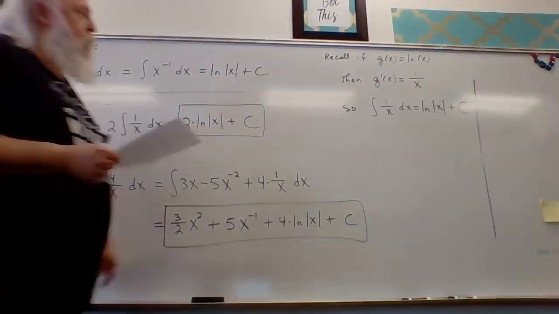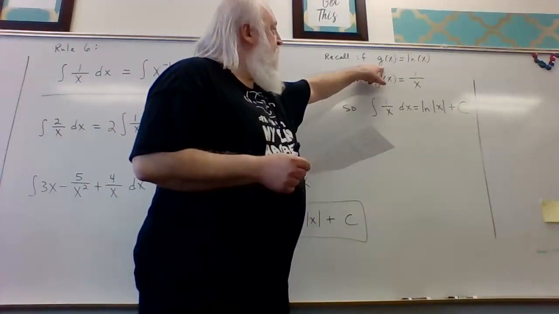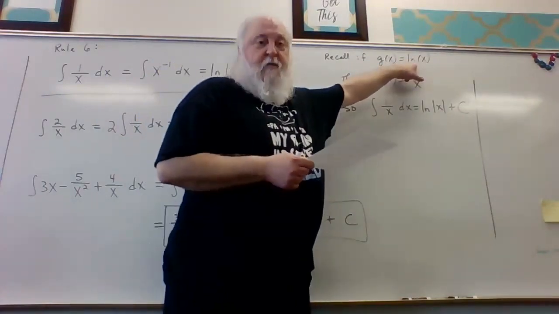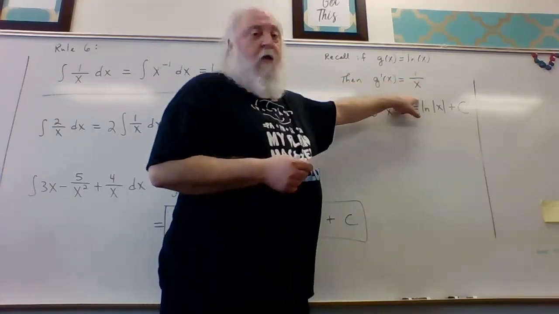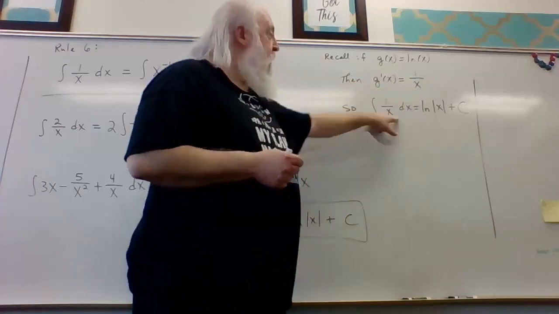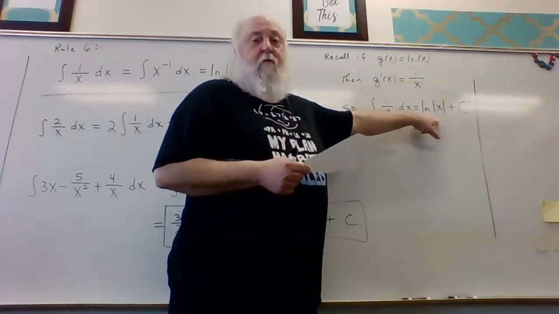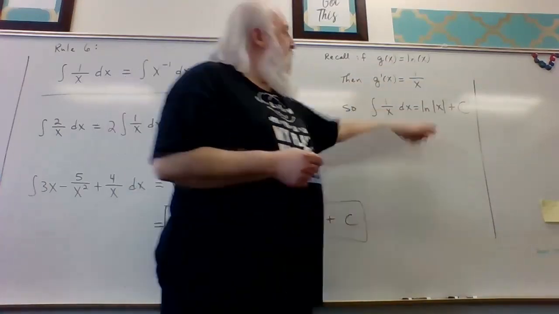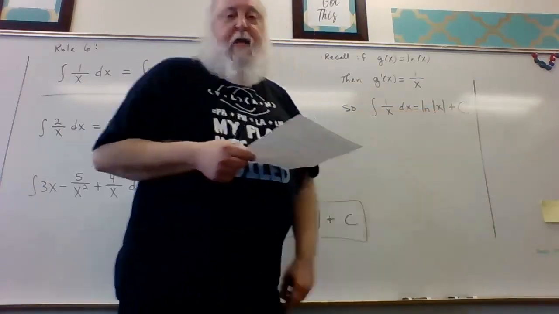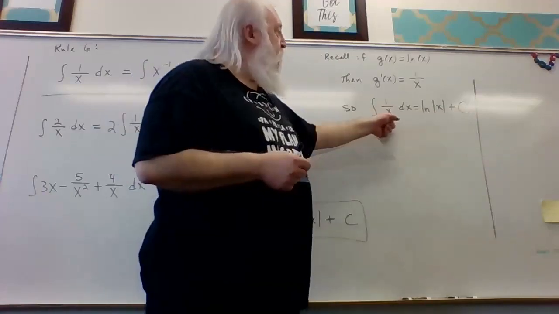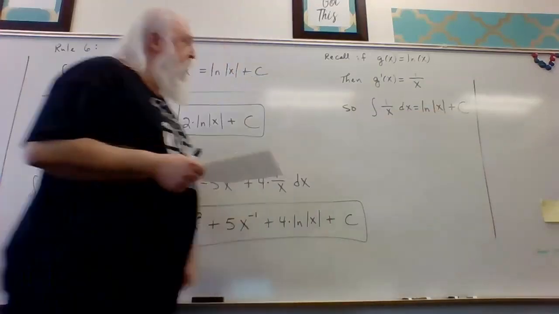To see why that's true, recall from the rules of differentiation, if a function g of x is equal to the natural log of x, then g prime of x, the derivative of g of x, is equal to 1 over x. So the antiderivative of 1 over x with respect to x has to equal the natural log of x plus an arbitrary constant c. But we put absolute value bars around x because you can't take the log of a negative number. So the antiderivative of 1 over x with respect to x is equal to the natural log of the absolute value of x plus c.